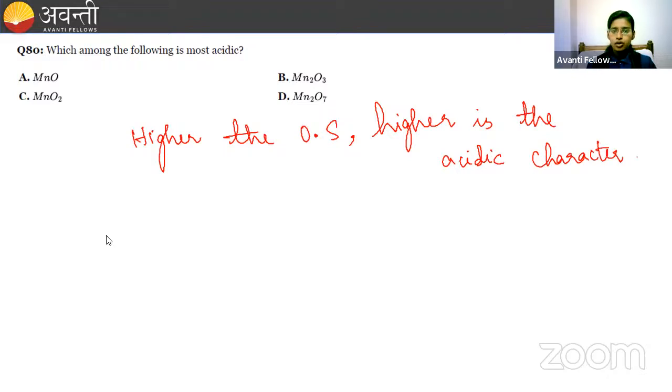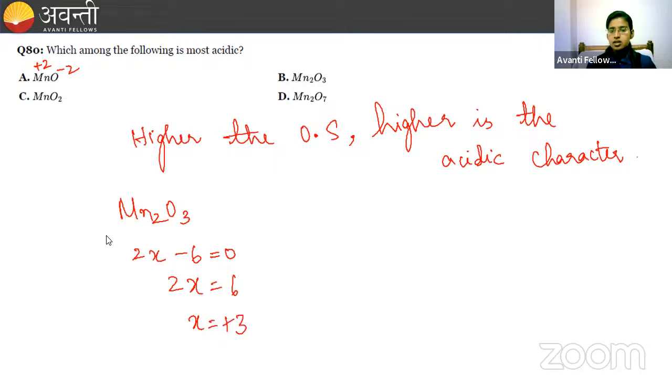If you go for option A, manganese is having +2 oxidation state here, because oxygen has -2. In case of option B, Mn2O3, I have 2 manganese, so 2x, and 3 into -2 is -6, equal to 0. 2x is 6 and x is equal to +3. So the oxidation state of manganese here is +3. Then in case of manganese dioxide, manganese is taken as x, -4 equal to 0, x is equal to +4. So here it is +4.